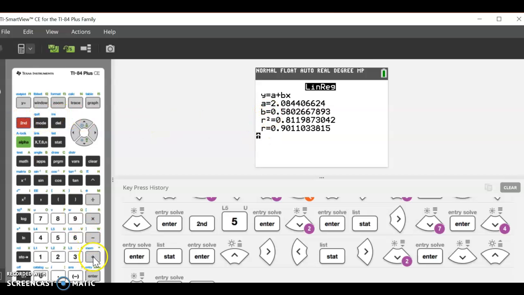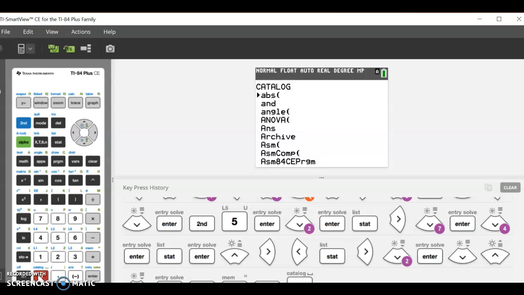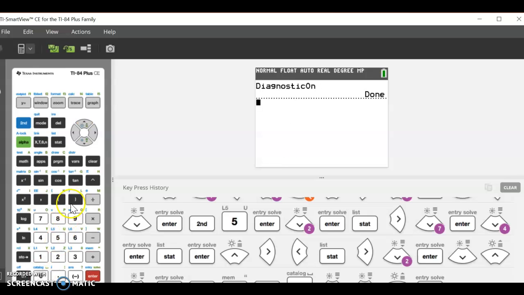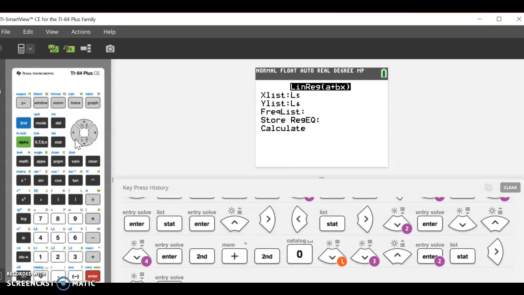To turn those on, you go to 2nd, Catalog, and then you need to choose DiagnosticOn. You should only have to do this once if you have your own calculator. If you're using a calculator that's borrowed and you get a different one every day, then you're going to have to do this every day that we do this. DiagnosticOn, turn it on. For me, I already had my diagnostic on, so it's not going to change anything. But if your diagnostic was not on, go back in and run the LinReg again, and your R and R squared should show up now.